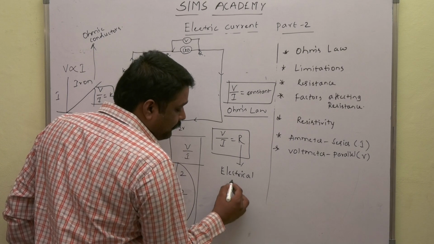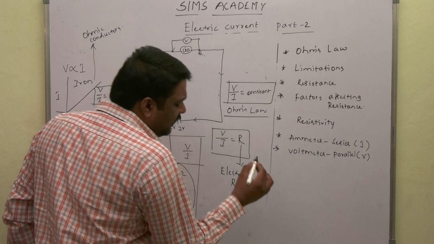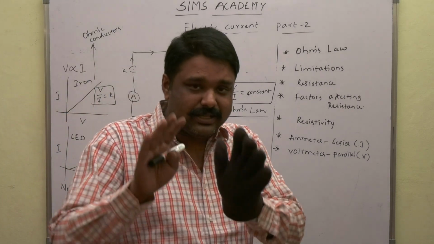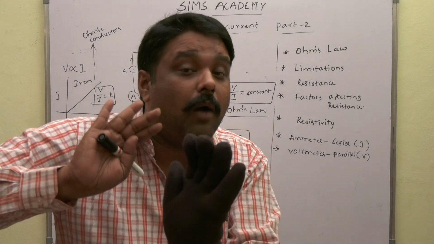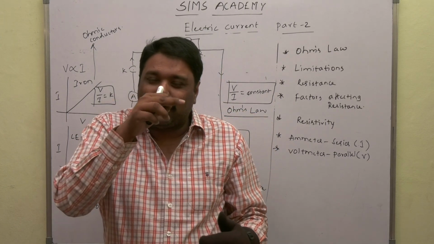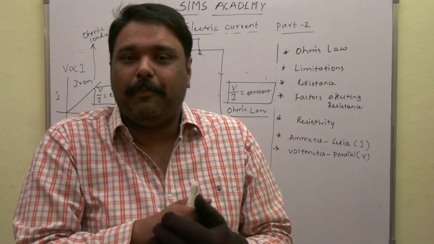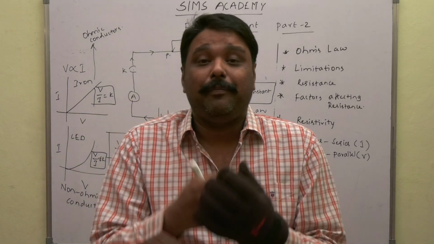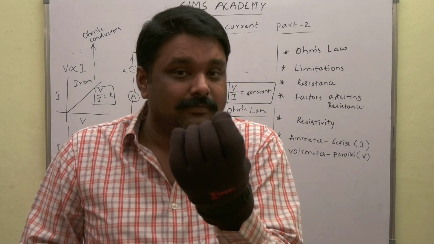The name itself indicates resisting. Resistance, resisting means to oppose. To oppose what? The free flow of electrons in the conductor. If I oppose the free flow of electrons in the conductor, what happens? The conductor gets heated.